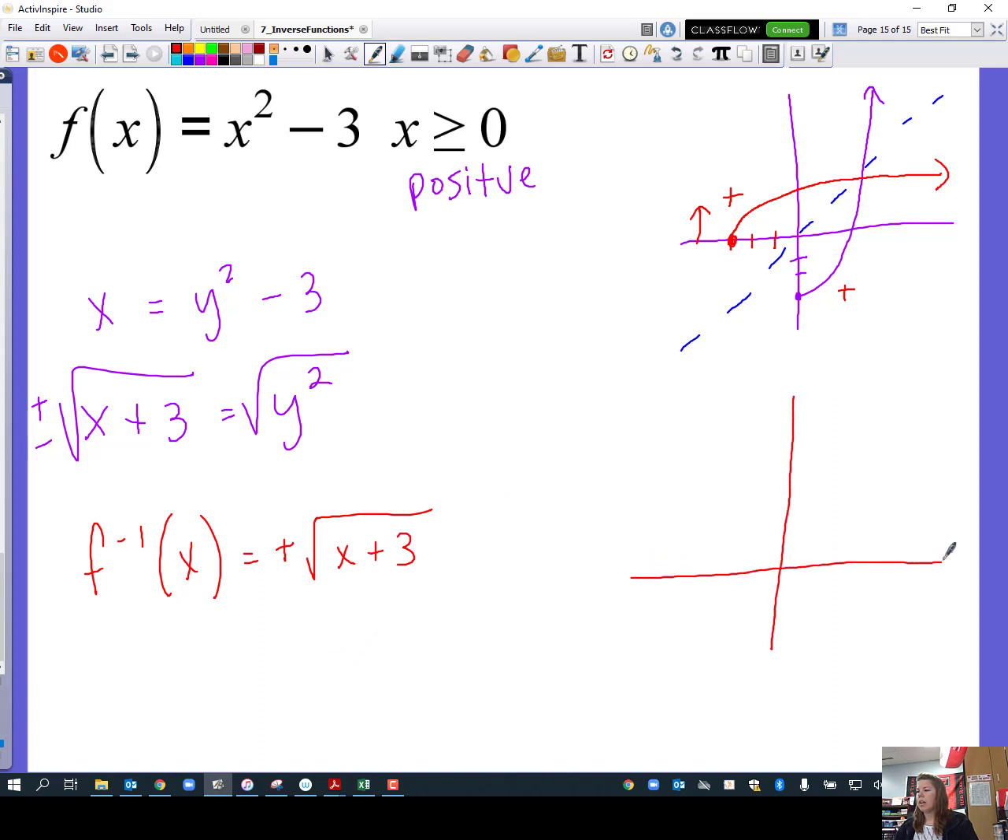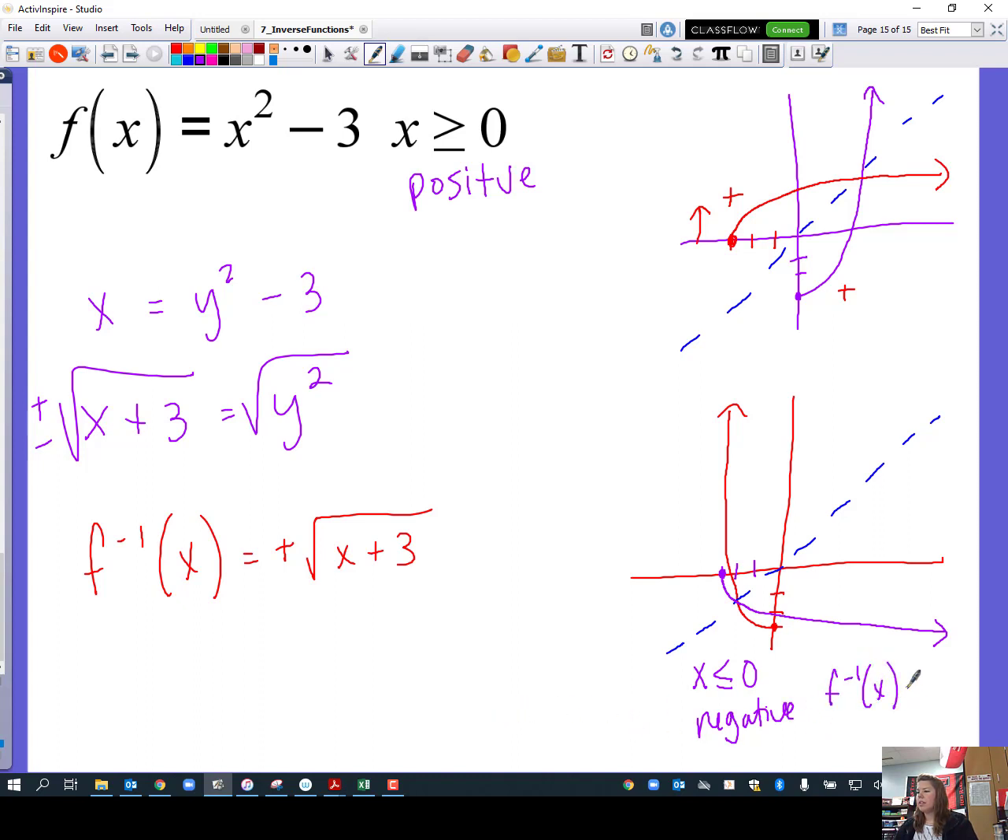So here, let's look at what it would look like if we went on the negative side and then reflected over this line. This point is going to go over here still. But now my curve is going this way. It's reflecting over this way, and that's the negative side. So if my original domain had said x is less than or equal to 0, then I would be using the negative side. So this is negative, and this would be f inverse of x is equal to negative square root of x plus 3.